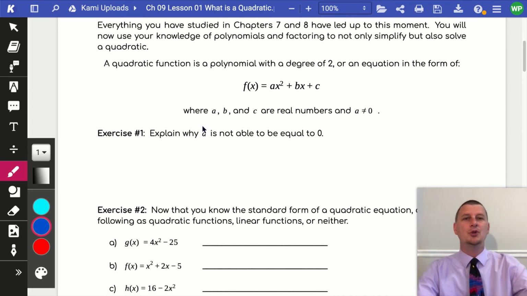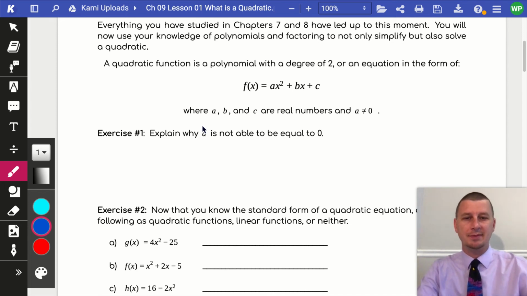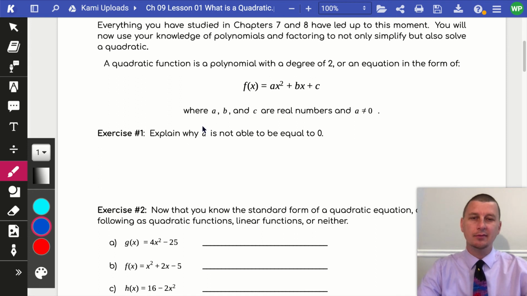8 have led up to this moment right here. You will now use your knowledge of polynomials and factoring to not only simplify, but also solve a quadratic. So a quadratic function is a polynomial with a degree of 2, which means the highest exponent is 2, or an equation in the form of f of x is equal to ax squared plus bx plus c, where a, b, and c are real numbers and a is not equal to 0.